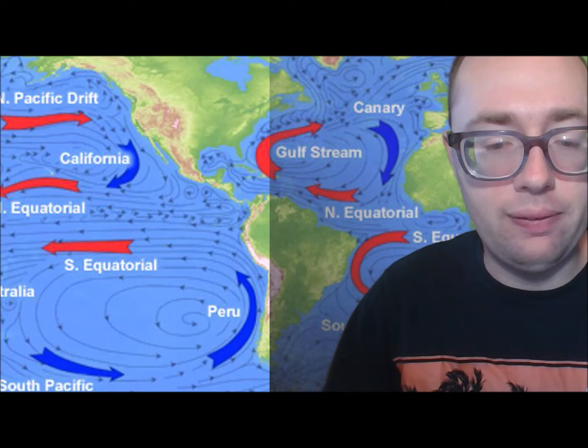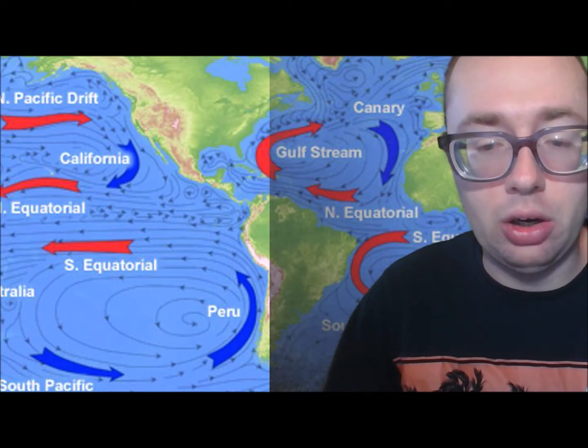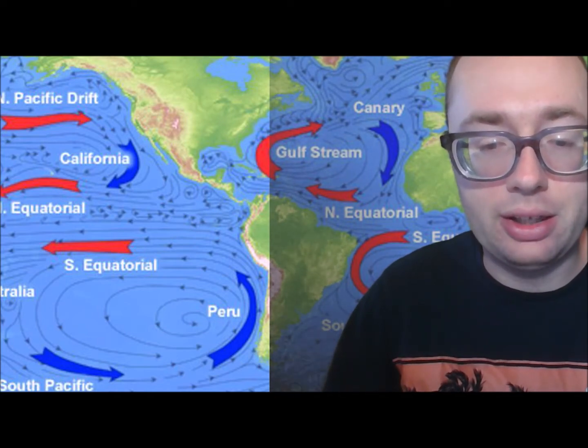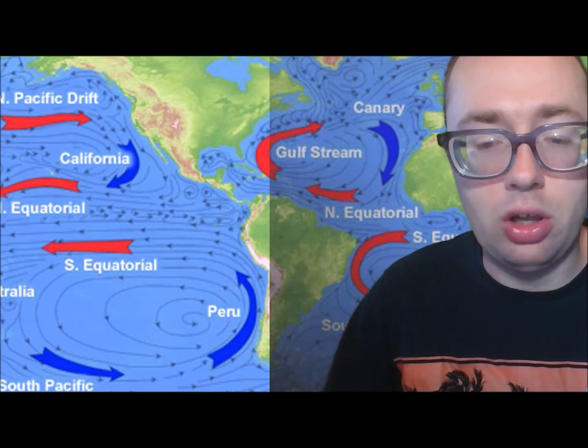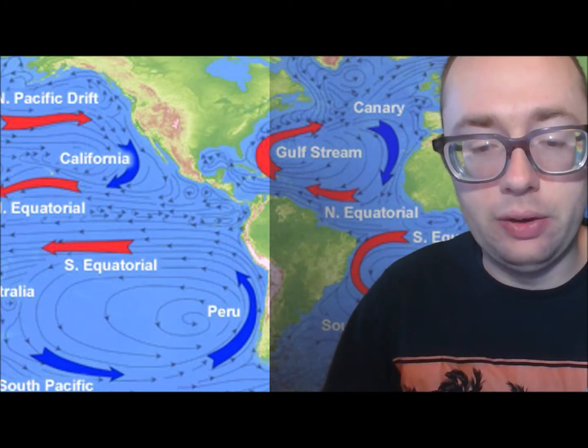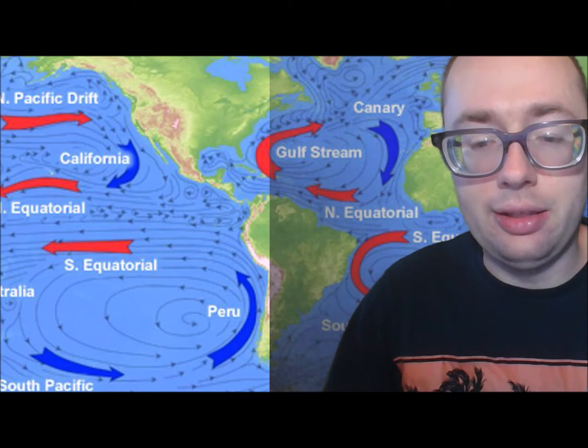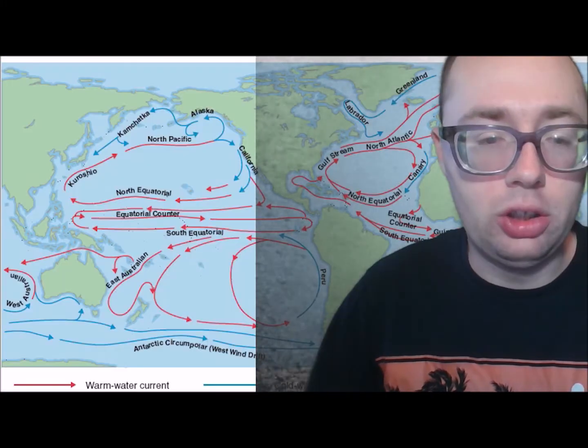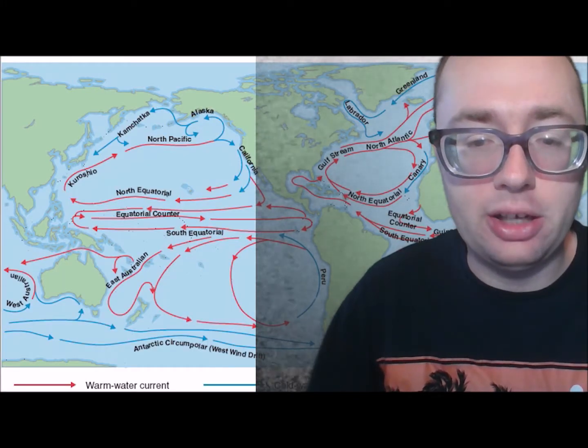Currents are also influenced by the rotation of the Earth called the Coriolis effect. This causes currents to flow clockwise in the northern hemisphere and counterclockwise in the southern hemisphere. Ocean currents can have a significant impact on climate.